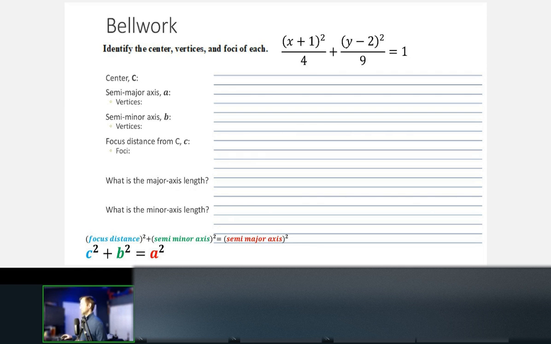Let's see. The center is -1, 2, it looks like. The A value should be 3. The B value should be 2. And then, let's see if I need to do this in my head. 9 plus 4, what is it? Square root of 13? You all agree with that? Square root of 13.